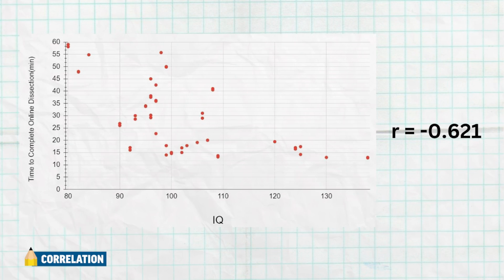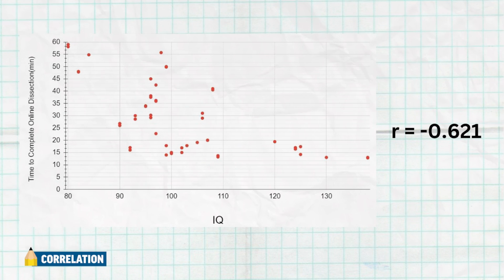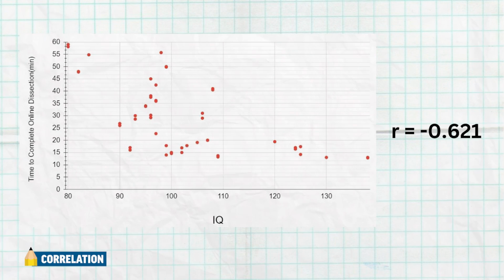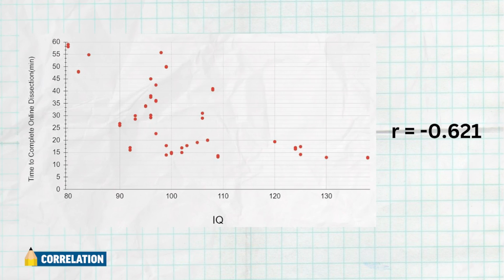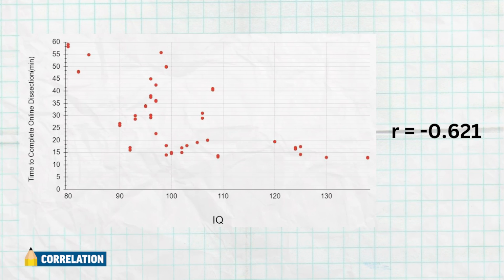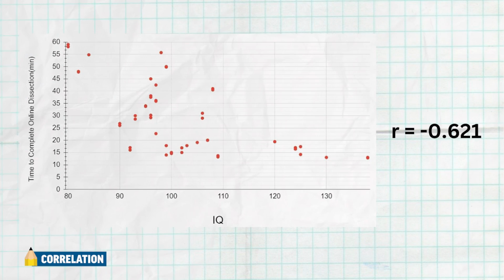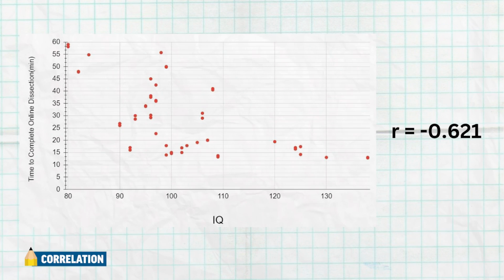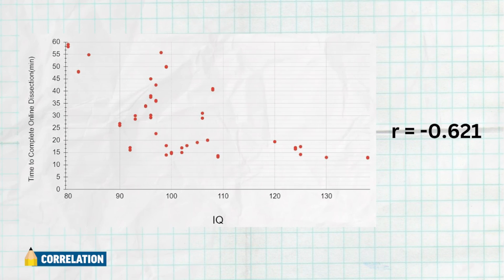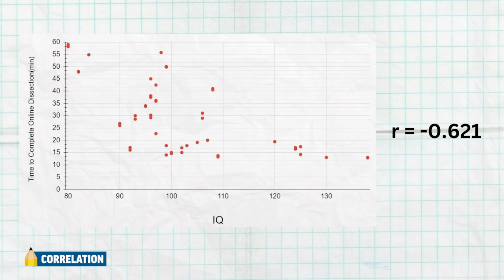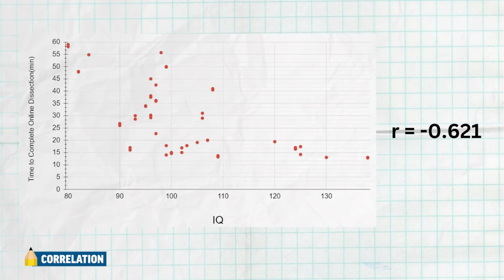So basically, here we had a bunch of high school students. We measured their IQ and how long it took them to complete this online dissection. Now, we definitely see a negative relationship. We definitely see that the smarter the kids are, the lower the time it took them. But it's not perfect. It's not extremely strong. We definitely see quite a bit of scatter.